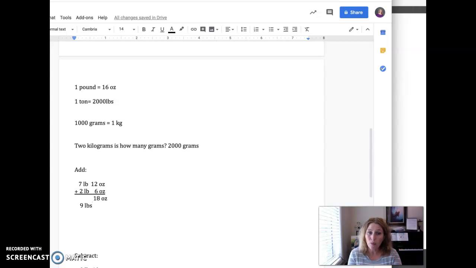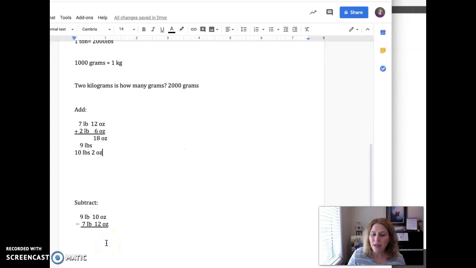Okay, so when we added our pounds, we had 9 pounds, and when we added our ounces, we had 18 ounces. So we have 9 pounds, 18 ounces, but that's not the way we record the answer. So the answer needs to be recorded with those extra ounces that made a pound as a pound. So we had the 9 pounds plus these extra ounces, so we have 10 pounds, and then there's only 2 ounces left over.